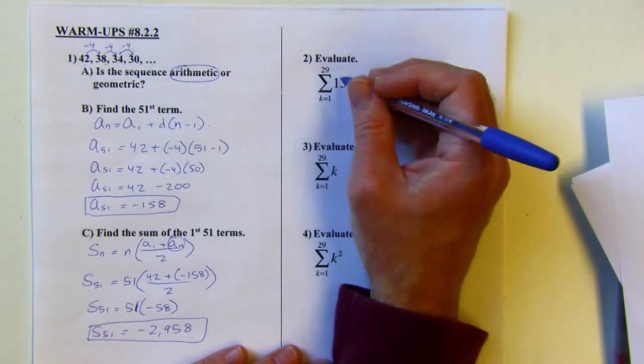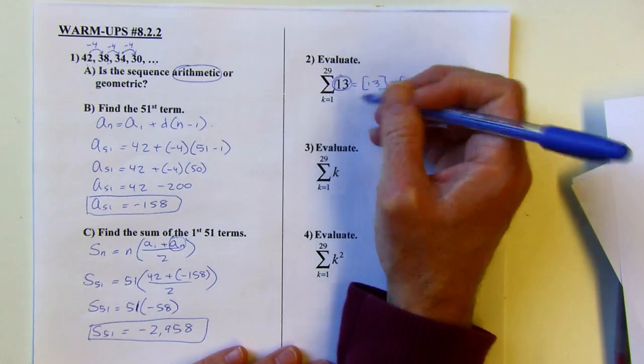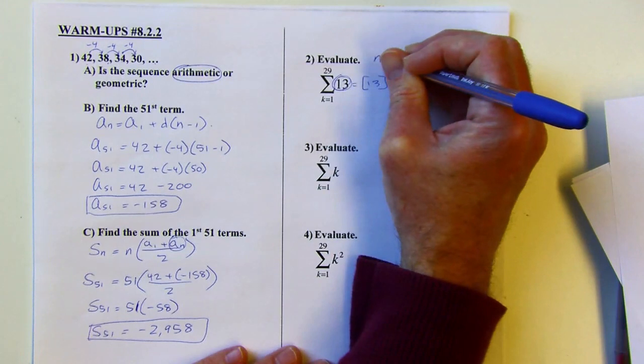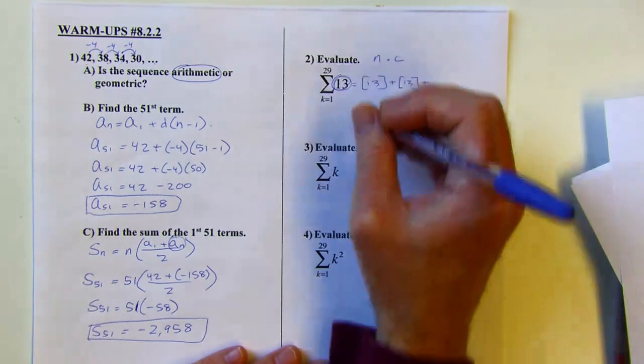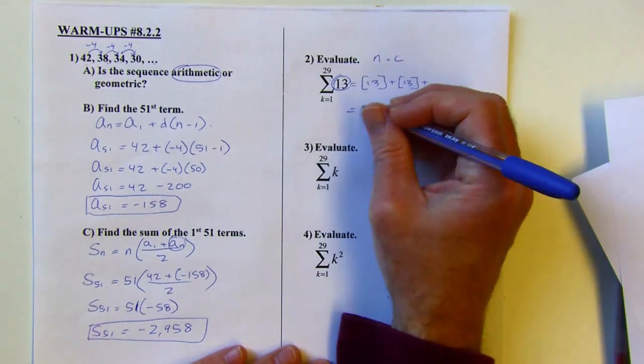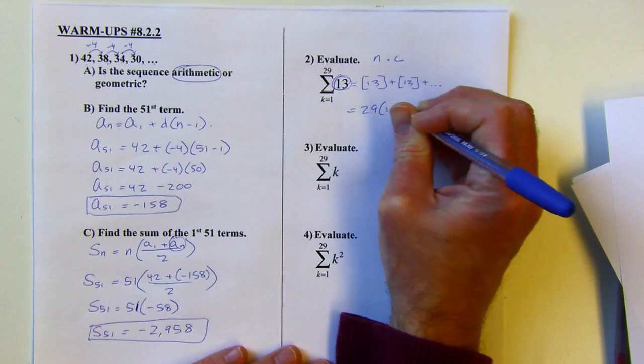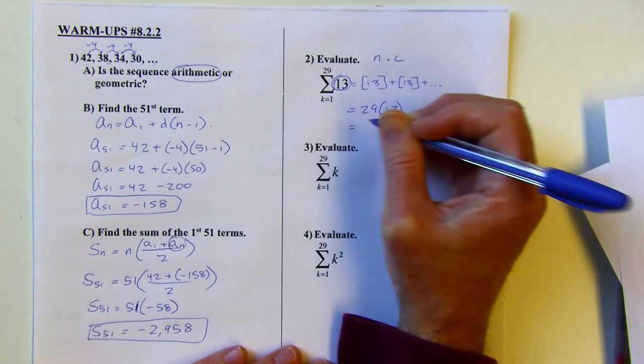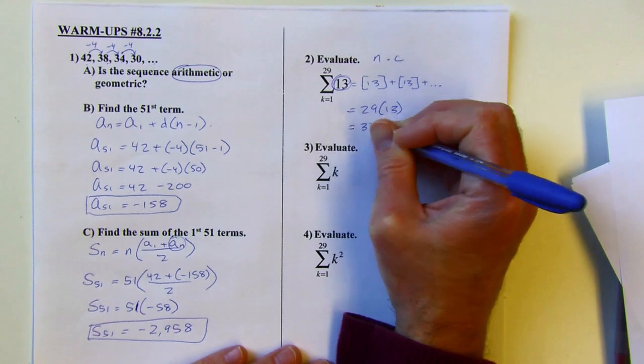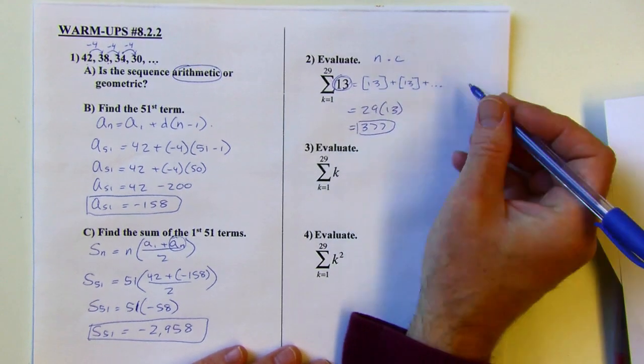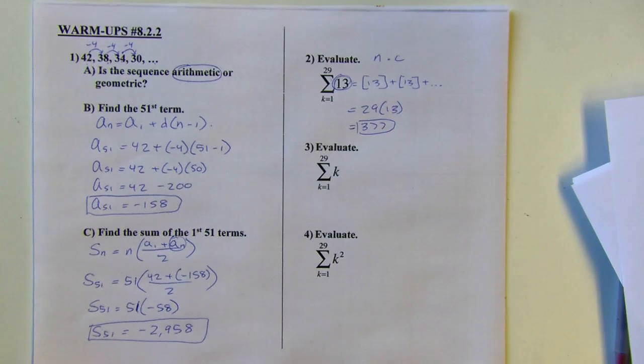So when you have a constant series, that means I just have a constant number here. You can just take the number of terms times what that constant is. So the number of terms here would be 29, and my constant is 13. So that would put me at 377. It's just going to be 29 13s all added up if I expanded the whole thing.